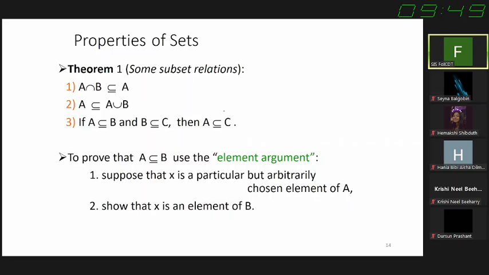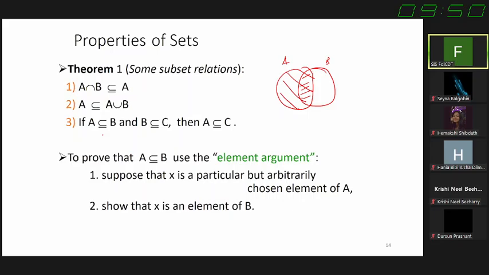Okay, Theorem 1 says some subset relations. A intersection B is a subset of A. A is a subset of A union B. It's pretty straightforward. What we're saying is, A intersection B, if you can't understand it, simply draw it, okay? A intersection B is a subset of A, so it is found in A. A is a subset of A union B, the entirety of both sets.